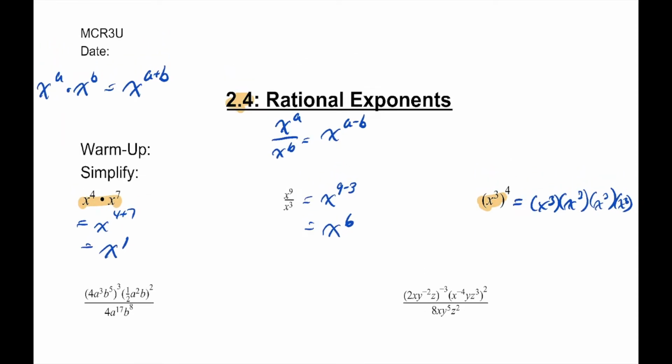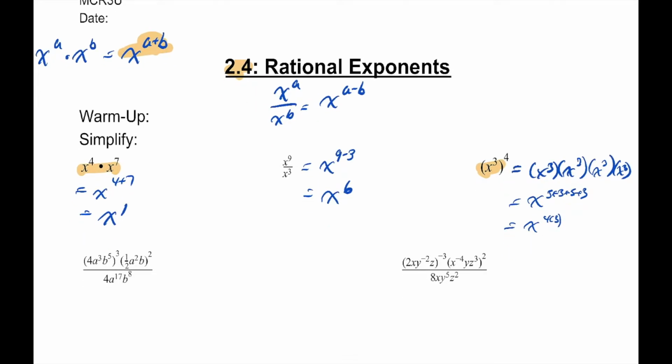Well, we just take our product rule, and basically this is going to be the same thing as x to the power of 3 plus 3 plus 3 plus 3, which is x to the power of 4 times 3. So hopefully we can see why the power law exists, or why that works the way it does. So this is going to be x to the power of 12. So in general, if we have x to the power of a all to the power of b, this simplifies to x to the power of a times b as the exponent.